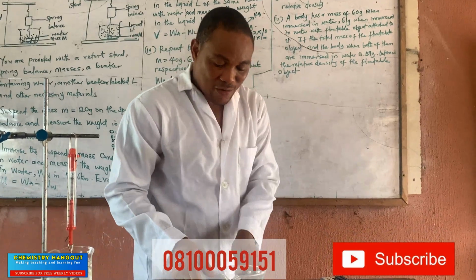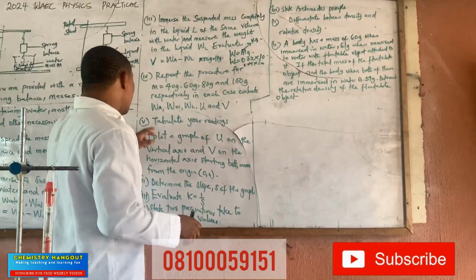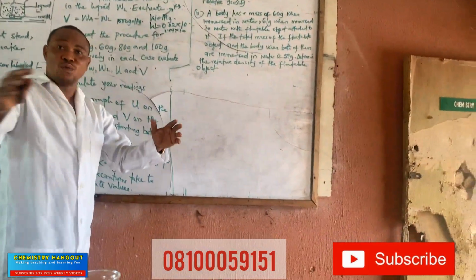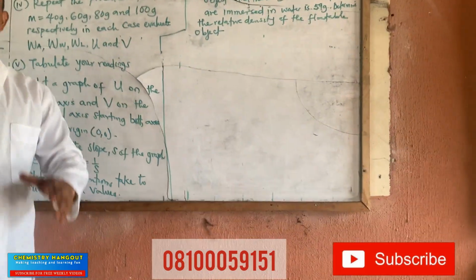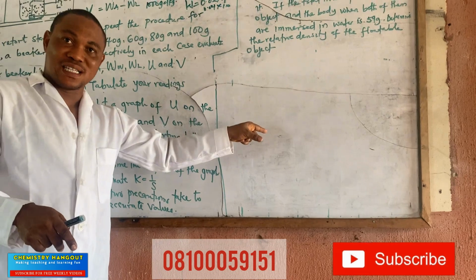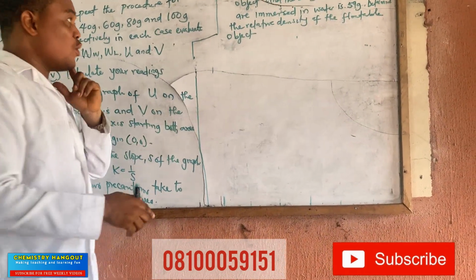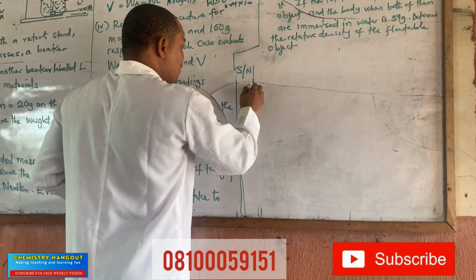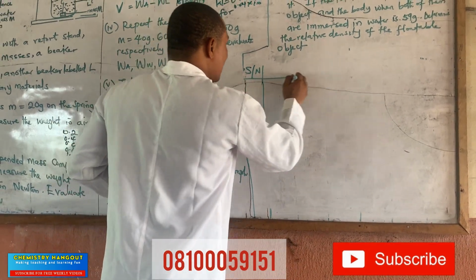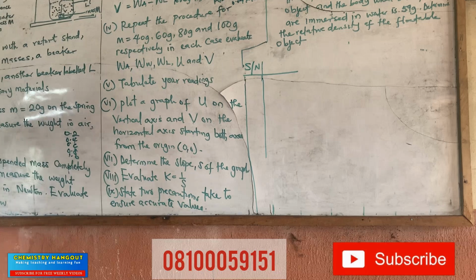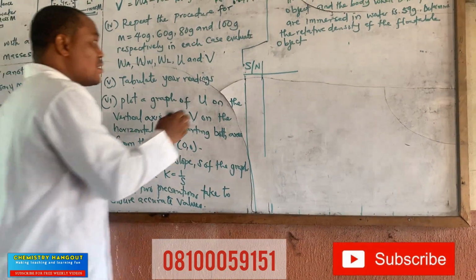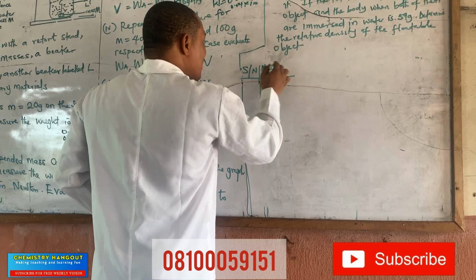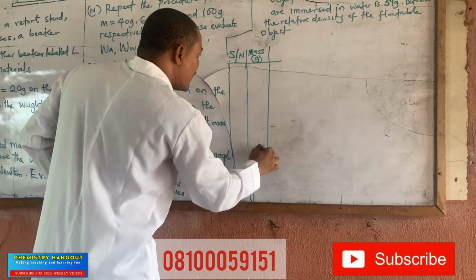Now, very important, let us go to our table. They said tabulate your readings. So all the stress we have gone through, we want to tabulate it now. Do you understand? So we say this is our serial number. Then our mass, very important. Don't forget that one is in gram.